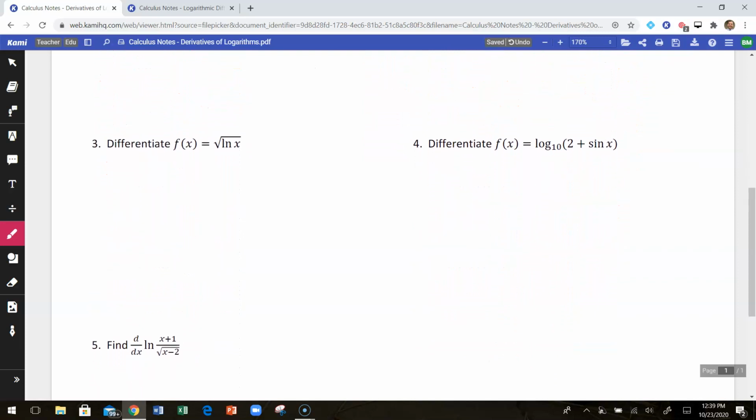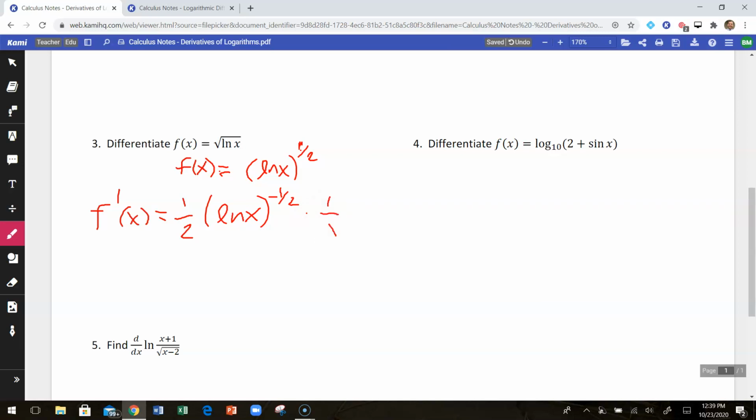Number 3, f of x equals the square root of the natural log of x. So I'm going to rewrite this function first as the natural log of x to the 1/2 power, right? That's square root. So to do the derivative of this, we are going to need to start with the outside function, which is the square root. So I'm going to do the power rule: 1/2 times the natural log of x to the negative 1/2 power, and then I'm going to chain on the derivative of the inside function, which would be 1 over x. Right, the derivative of natural log of x is 1 over x.